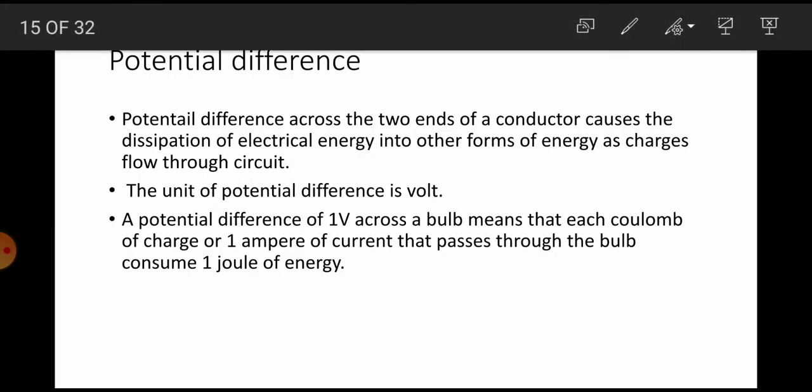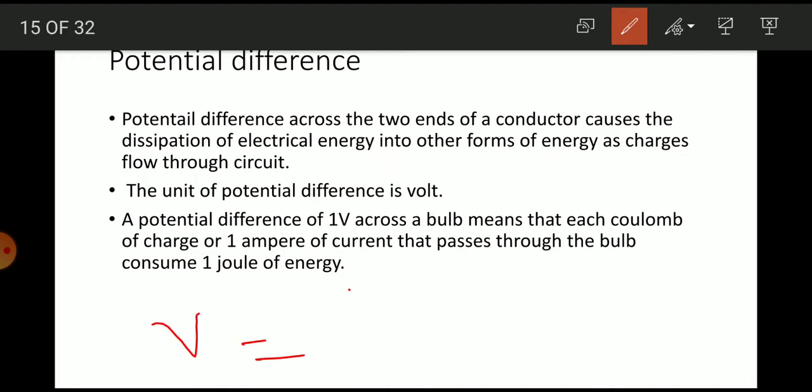Potential difference. Voltage. Potential difference across the two ends of a conductor causes the dissipation of electrical energy into other forms of energy as charges flow through the circuit. The unit of potential difference is the volt. A potential difference of 1 volt across a bulb means that 1 coulomb of charge, or 1 ampere of current, passing through the bulb consumes 1 joule of energy.